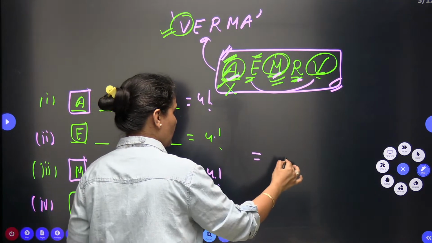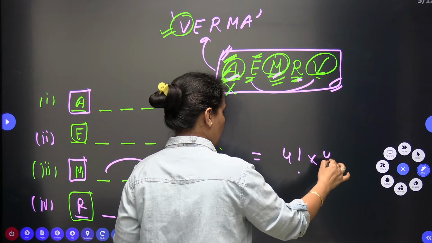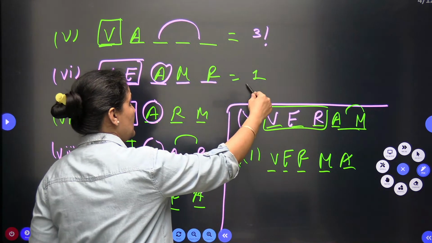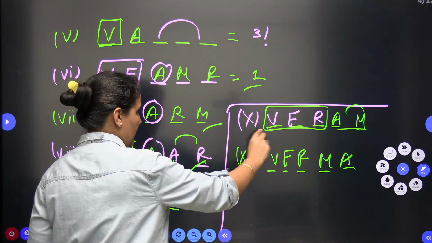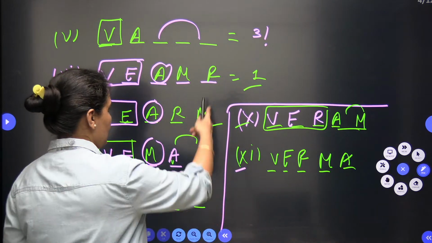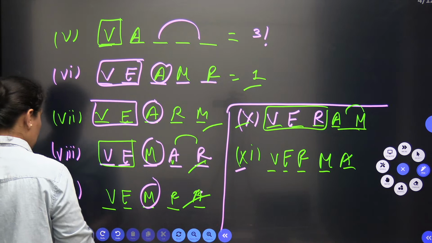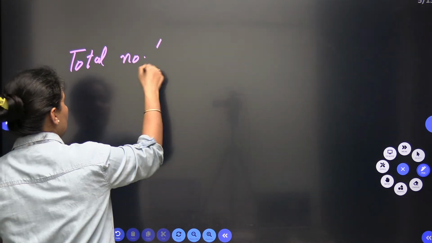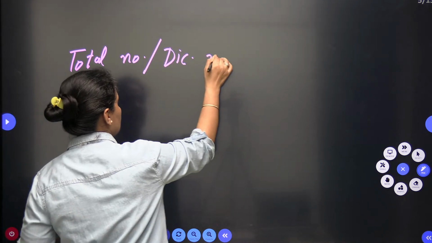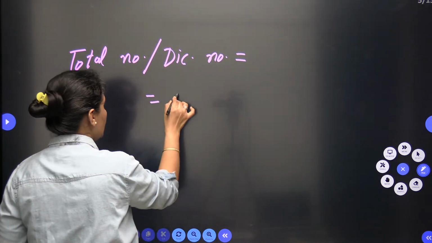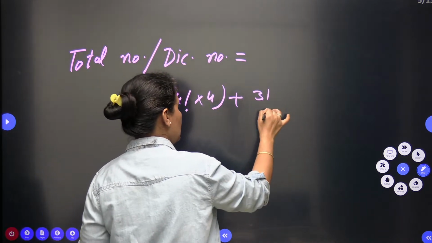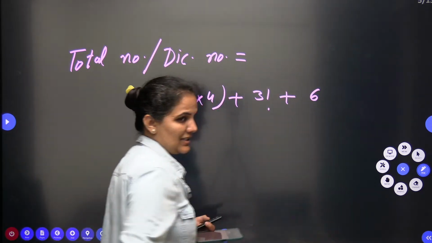4 factorial is already 4 times. So 4 factorial into 4, plus 3 factorial, plus 1, 1, 1, 1, 1, 1. 1 is coming 6 times. You can see 3 and 3, 6. So the total number, or the dictionary number, will be 4 factorial multiply with 4 plus 3 factorial plus 6.